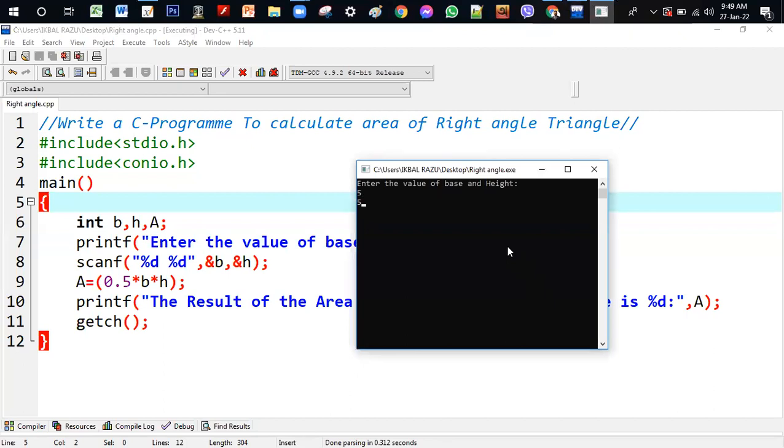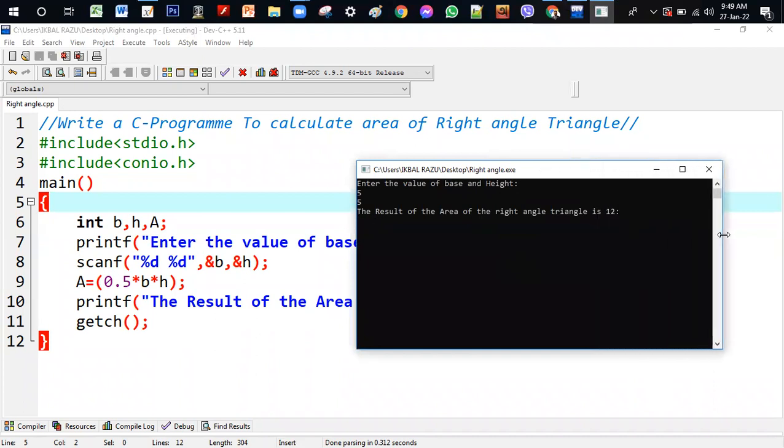So what will be the answer? The answer will be half into base into height. So 5 into 5 divided by 2, so 25 by 2, that means 12.5. But the answer here is only 12. So this is the wrong answer. The answer should be 12.5, but here the answer is only 12.